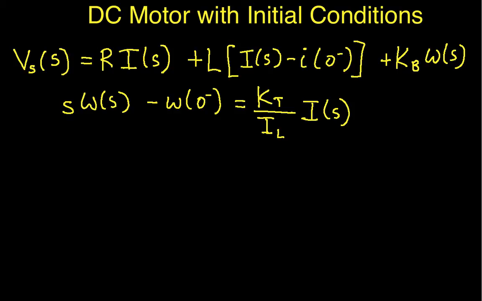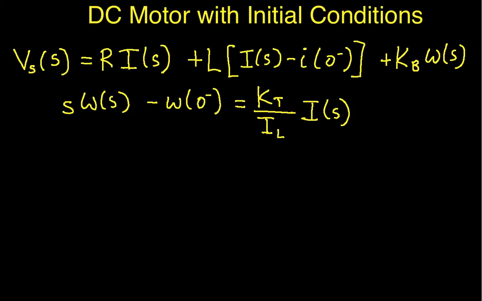Okay, in this video we're going to find the response of the DC motor when it has non-zero initial conditions. In the previous video we looked at finding the transfer function, and the transfer function is found assuming that the initial conditions on the motor are zero. So now we're going to go back and look at what happens if the initial conditions are not zero.